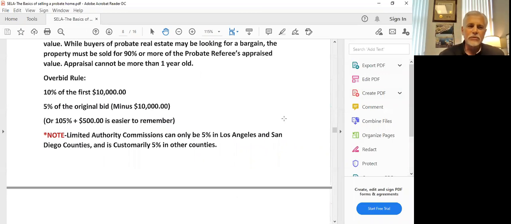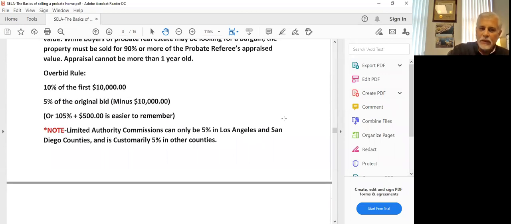There are a couple of rules on it. The overbid rule is 10% of the first $10,000, and then 5% on the rest, minus the $10,000. Here's an easier way to remember: it's 105% plus $500. That's the rule. Remember that one. It's just a lot easier to work out in your mind what your overbid is going to be.